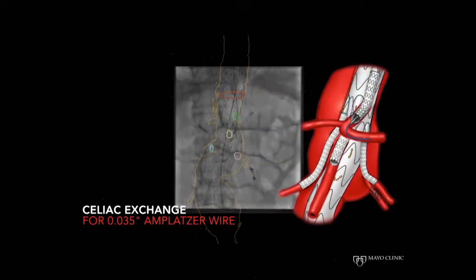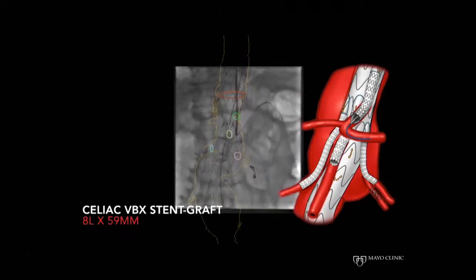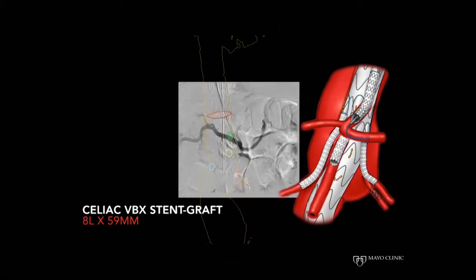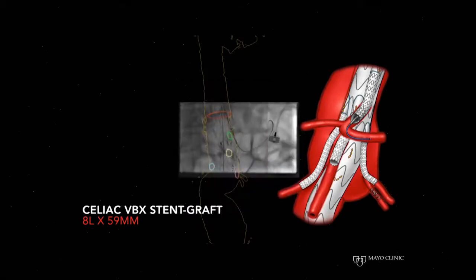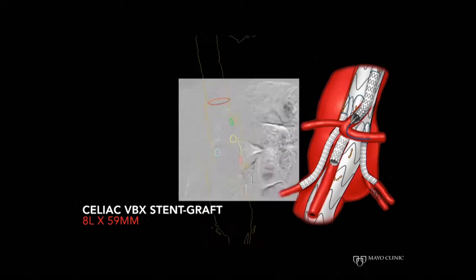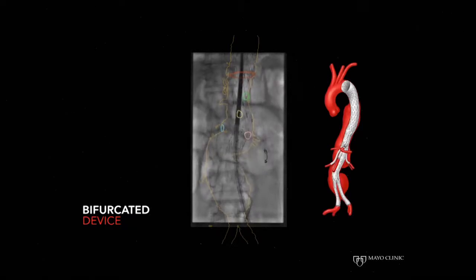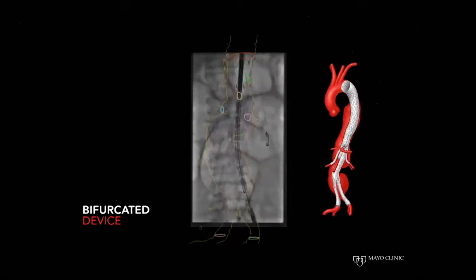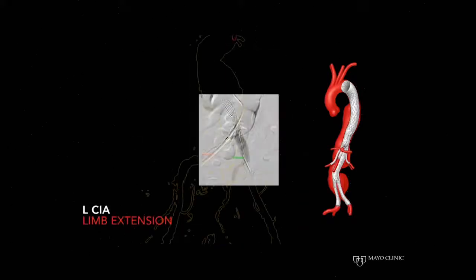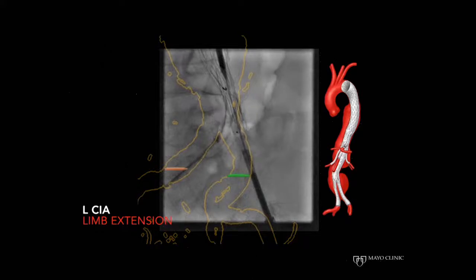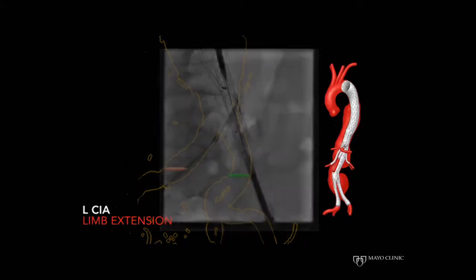At this point, we then directed our attention to the celiac axis. The .018 wire was again exchanged to an Amplatz wire, an 8-French sheath was advanced to the celiac axis, and then the VBX stent graft was placed in position, inflated, and a selective angiography demonstrates here a widely patent celiac axis. Finally, the procedure is completed with placement of a bifurcated universal device, which was now introduced via the left side, and extension to the left common iliac artery.